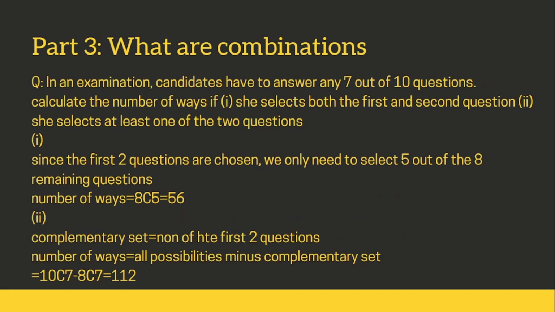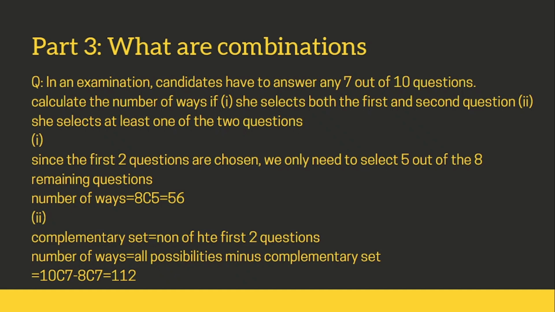So in an examination, candidates have to answer any 7 out of 10 questions. Calculate the number of ways if she selects both the first and the second question, and part 2 if she selects at least one of the 2 questions. So since the first 2 questions are chosen in part 1, for the remaining 7, you can select 5 out of the 8 remaining questions. So in this case, it's just 8 choose 5, so 56.